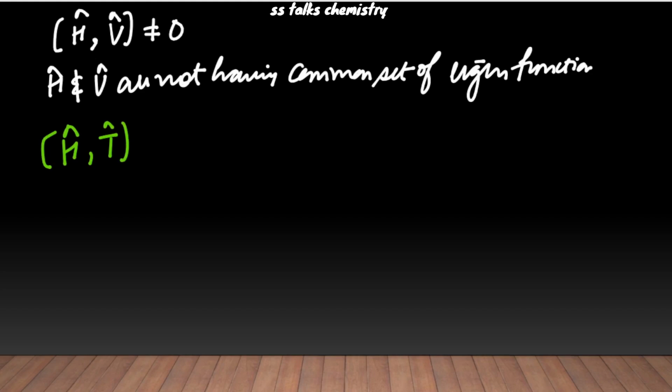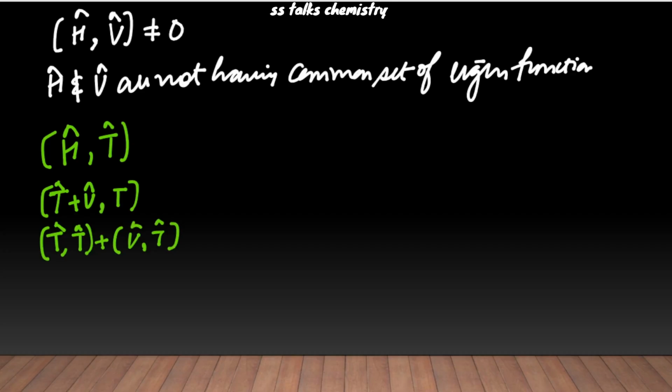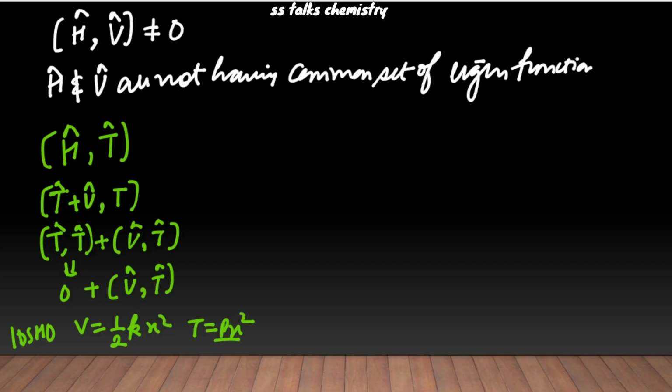Now similarly we have to find the commutator of the Hamiltonian with the kinetic energy. That is the sum of the kinetic energy plus the potential energy, with the kinetic energy. This will be the kinetic energy with the kinetic energy plus the potential energy with the kinetic energy. T with T is going to be 0 because operators commute with themselves and their powers, plus the potential energy with the kinetic energy. Again this system is your 1D SHO. So the potential energy is half kx square and the kinetic energy is px square upon 2m. These values we will make use of.